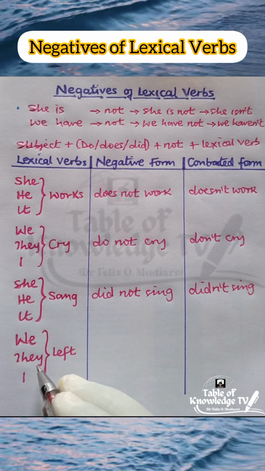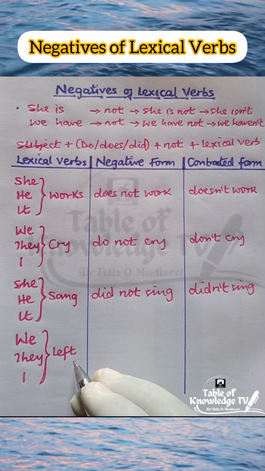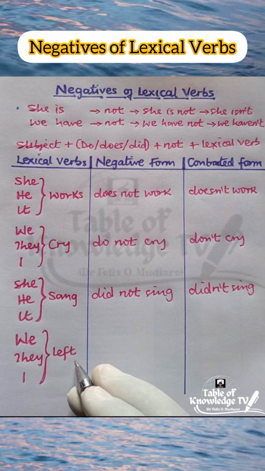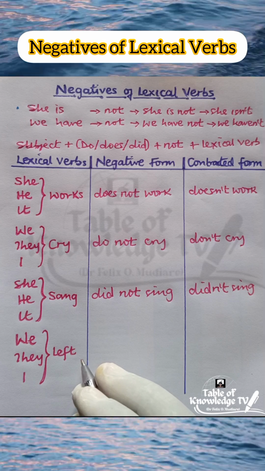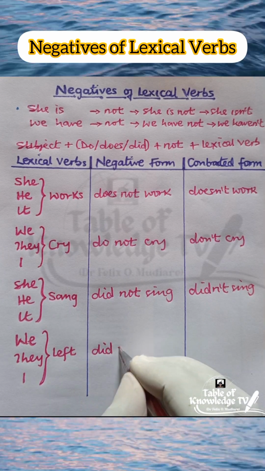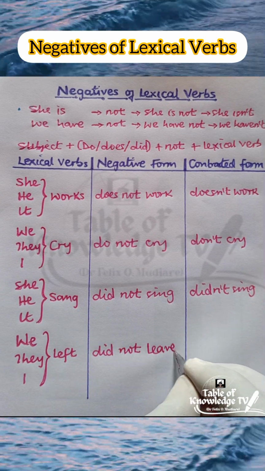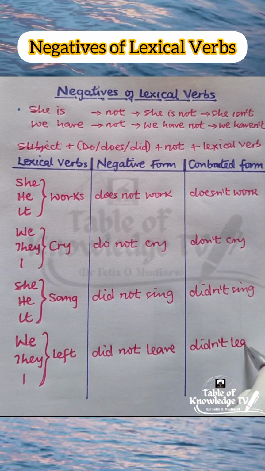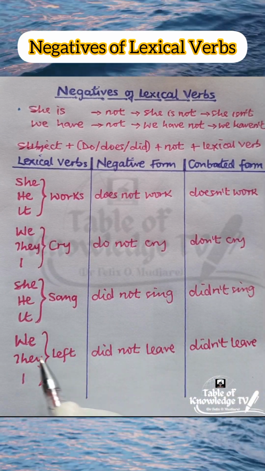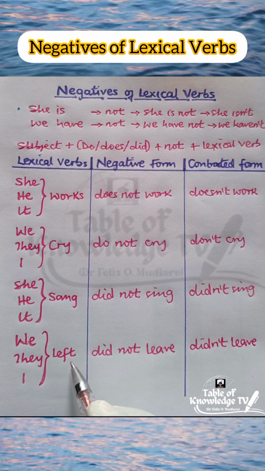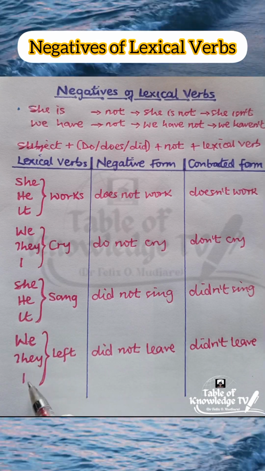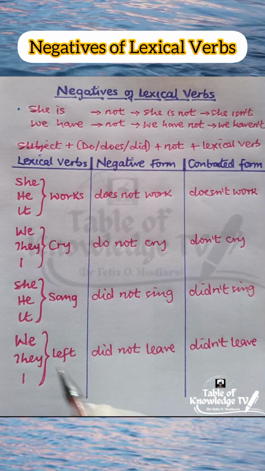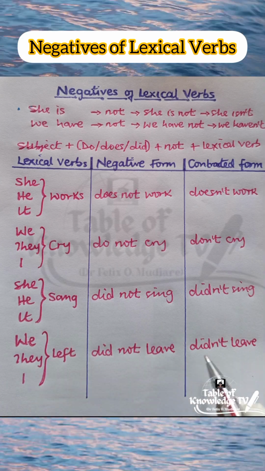We left. They left. I left. Left becomes negative by taking the past tense did, then not leave. When this is contracted, it becomes didn't leave. So we have we, they, I left. We, they, I did not leave. We, they, I didn't leave.